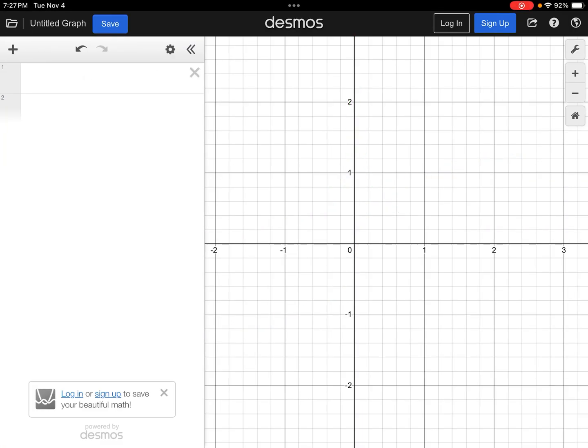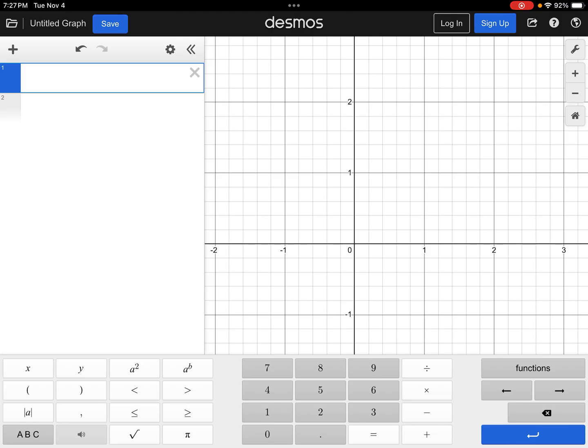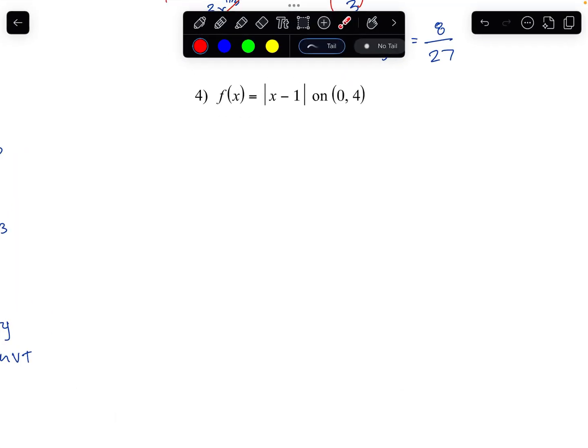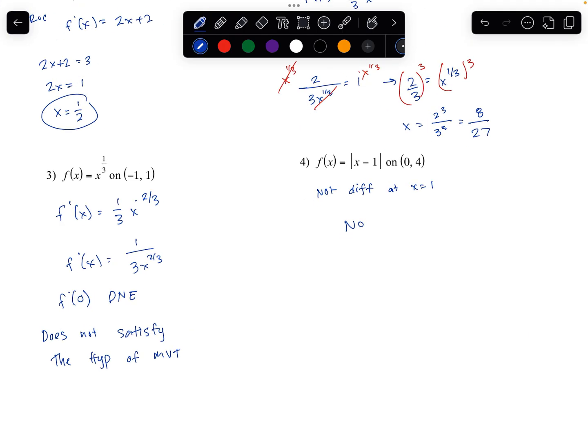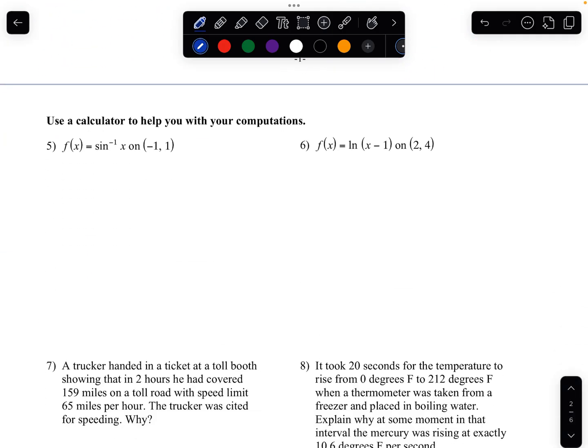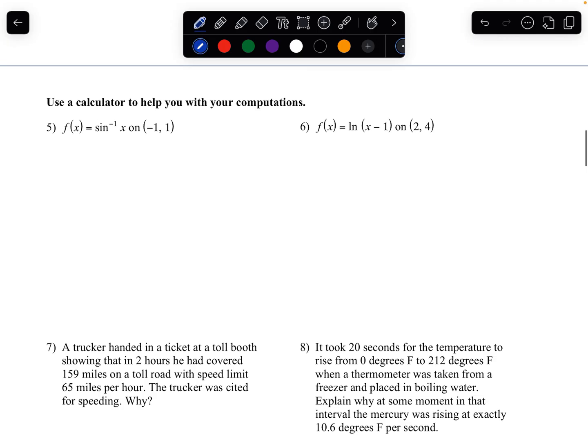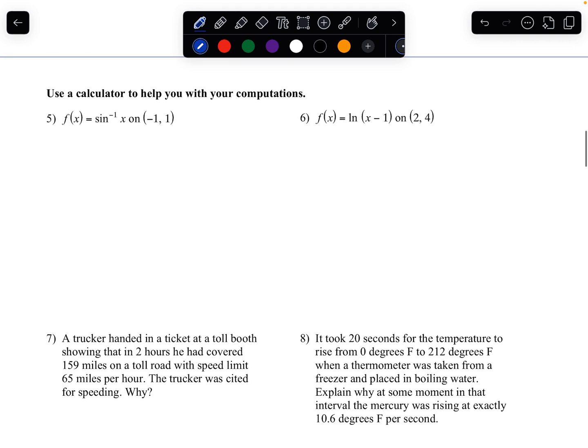So if you have the absolute value of x minus 1 on the interval from 0 to 4, we have a corner at 1. So not differentiable at x equals 1. So I'm just going to say no for very short. So cannot do that one either. Okay. For 5, use a calculator to help you with your computations. Yep. And we're just going to use the mean value theorem as well.